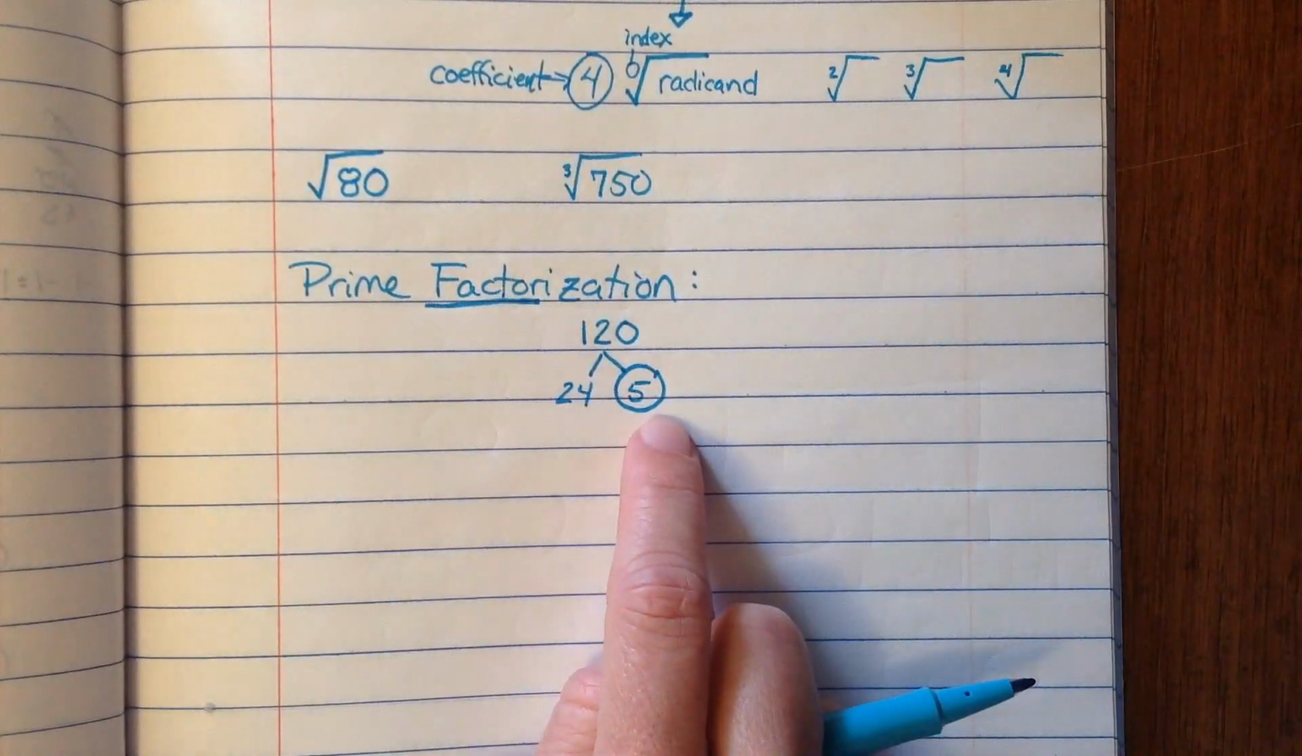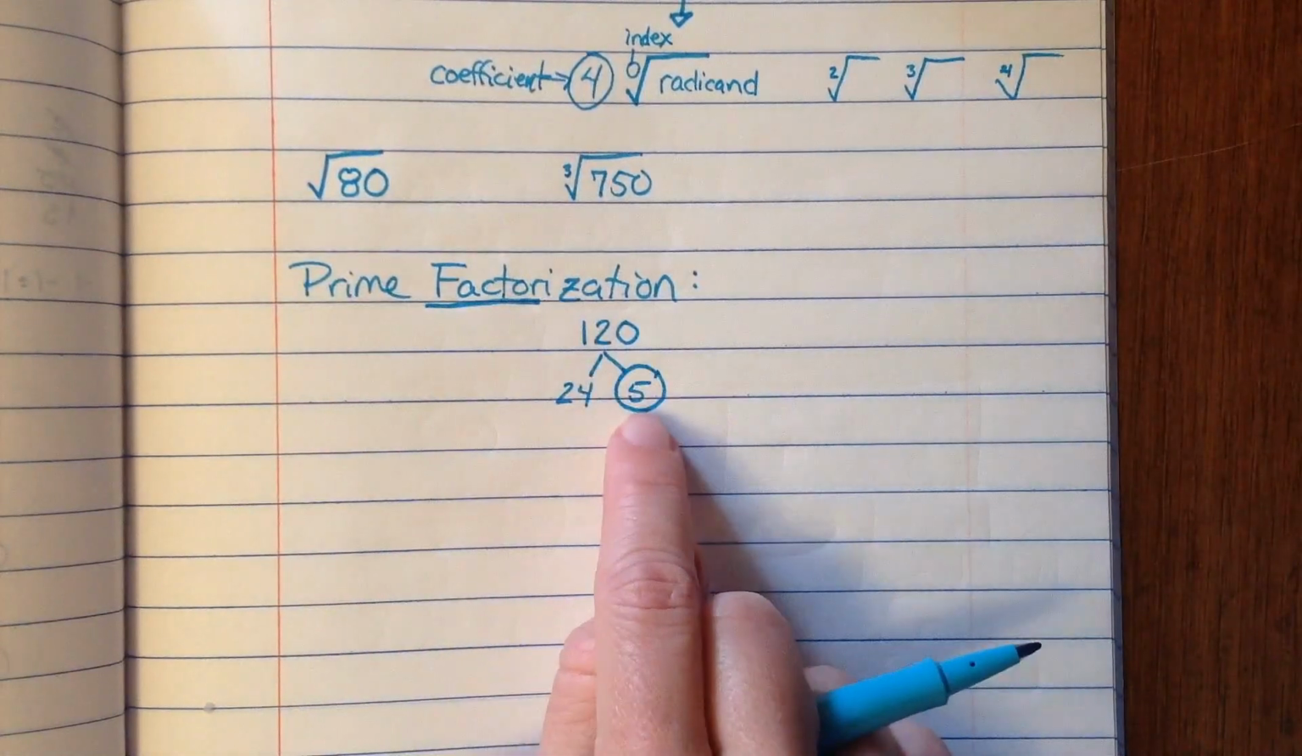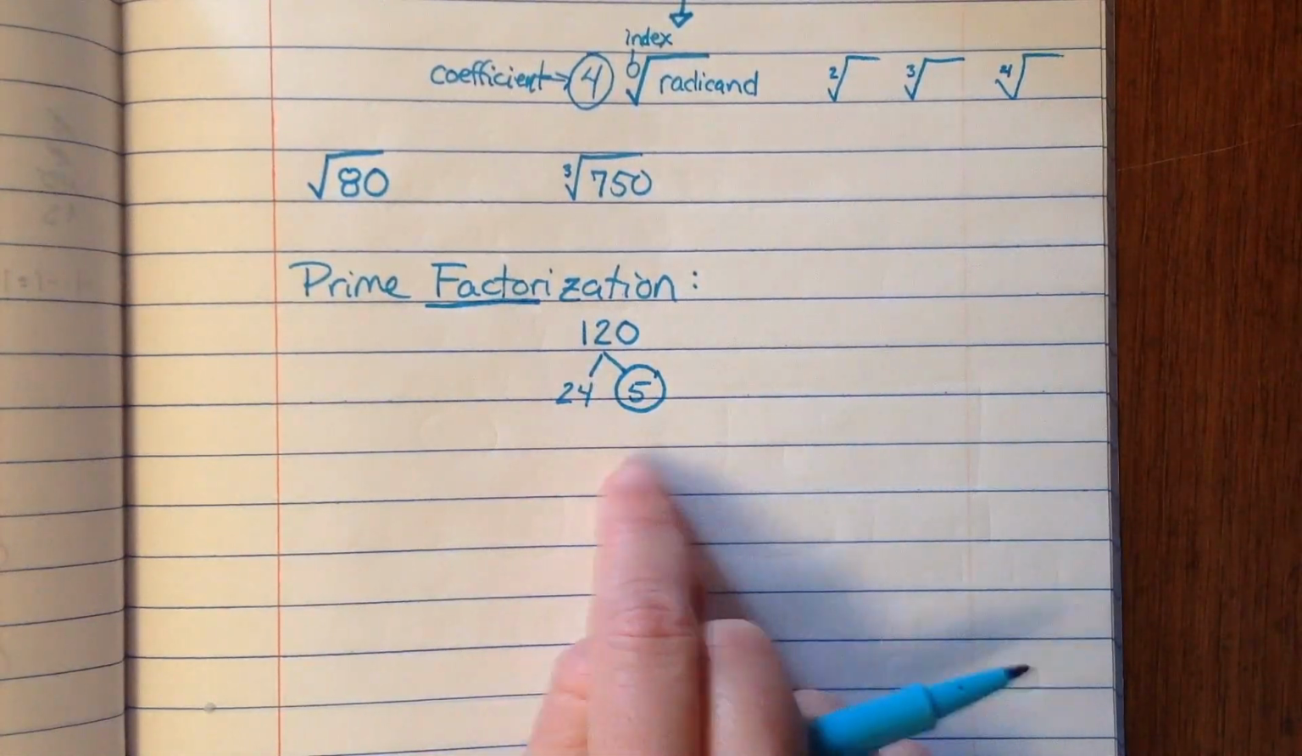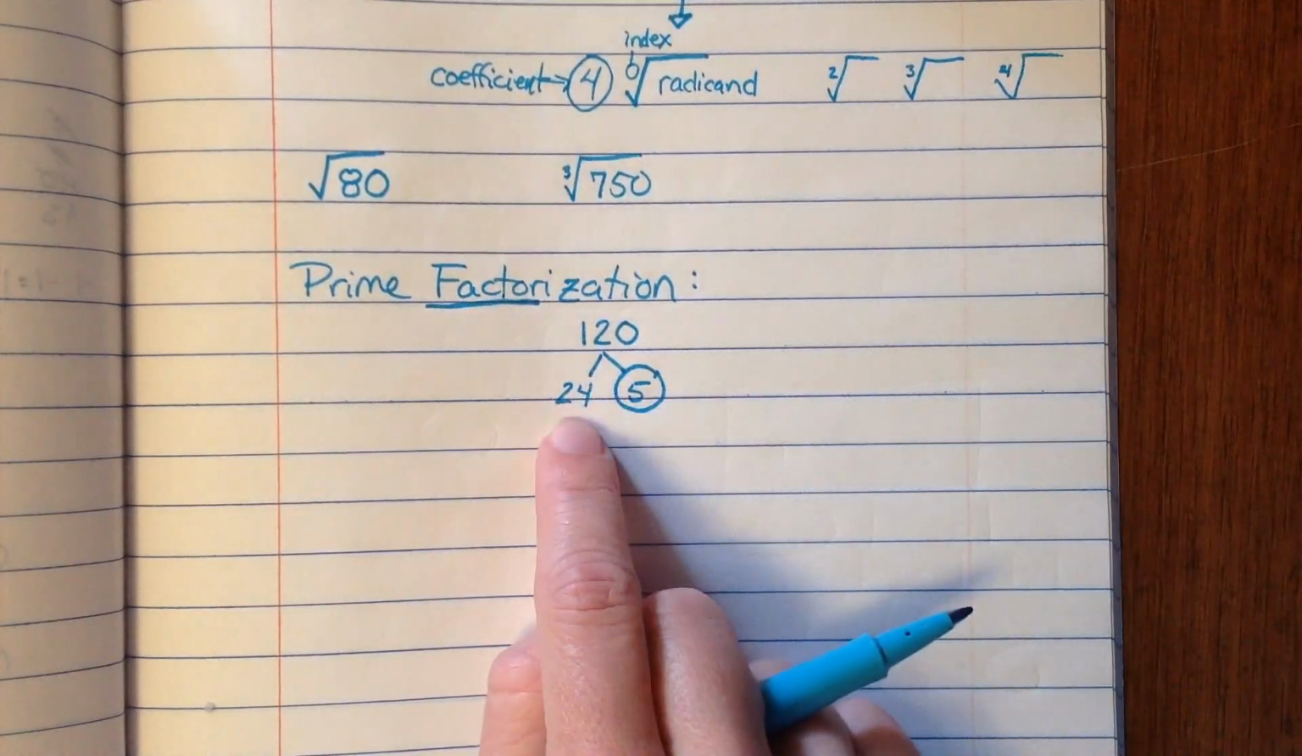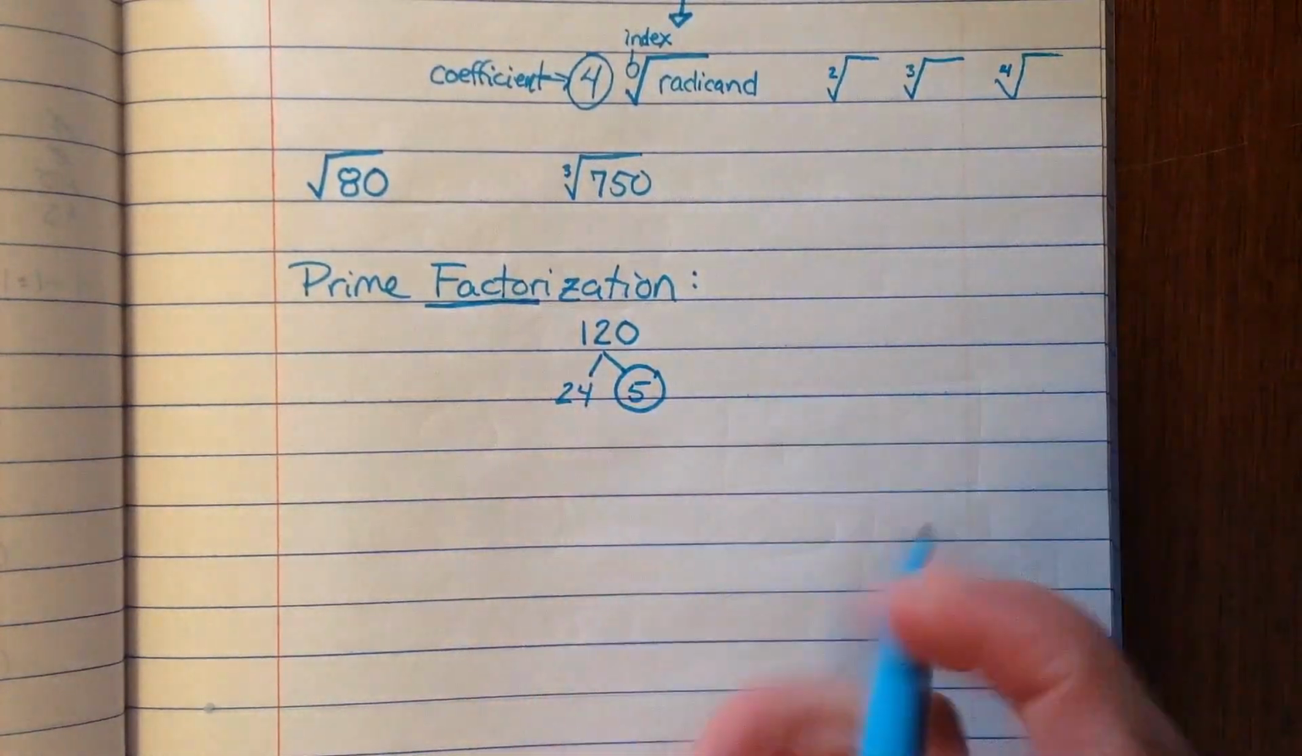And so when you get to a prime number, it's almost like coming to the end of a root of the tree. You can stop right there. If it's prime, you stop. So 5 would only break down into 5 times 1, so we can stop here. However, 24 has some factors that we can break it down into.